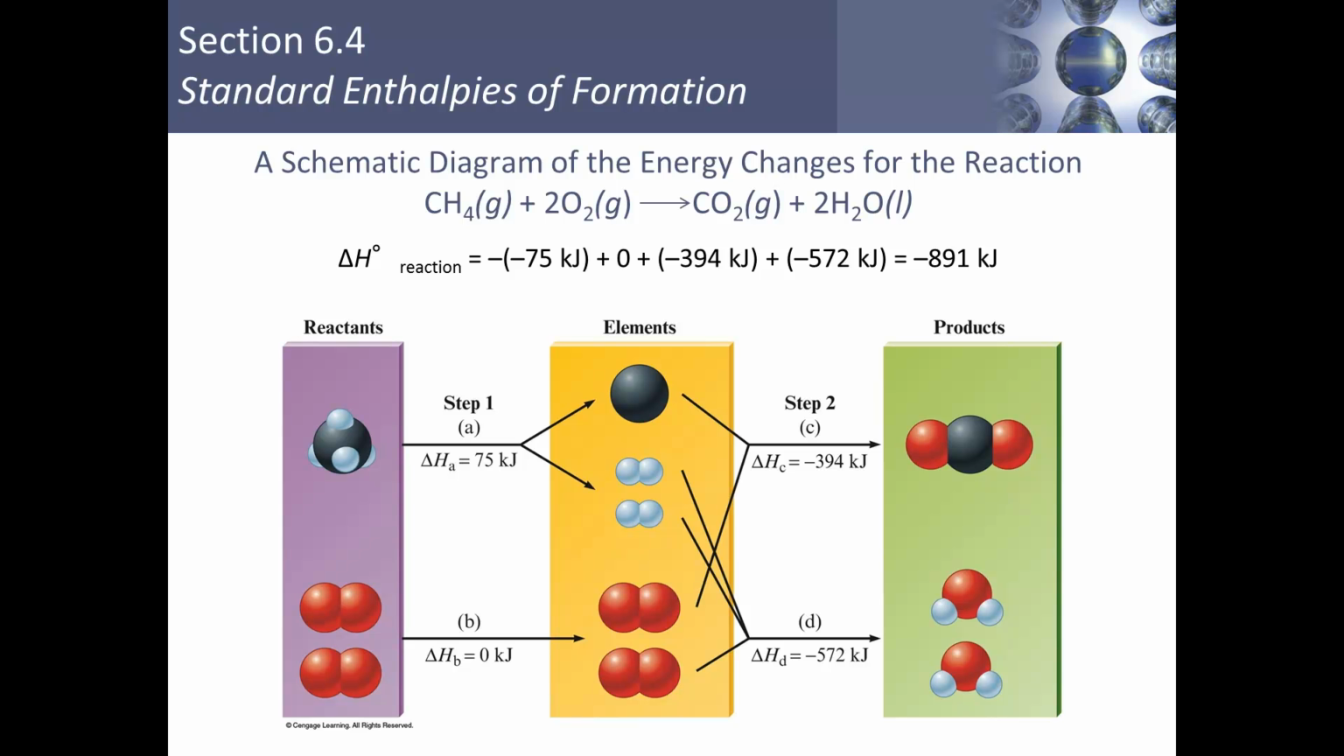Now, upon forming carbon dioxide, we have a change in enthalpy of negative 394 kilojoules. And in forming water from oxygen and hydrogen, we have a change in enthalpy of minus 572 kilojoules. If we sum up these enthalpies, we get the change in enthalpy for our reaction of negative 891 kilojoules.